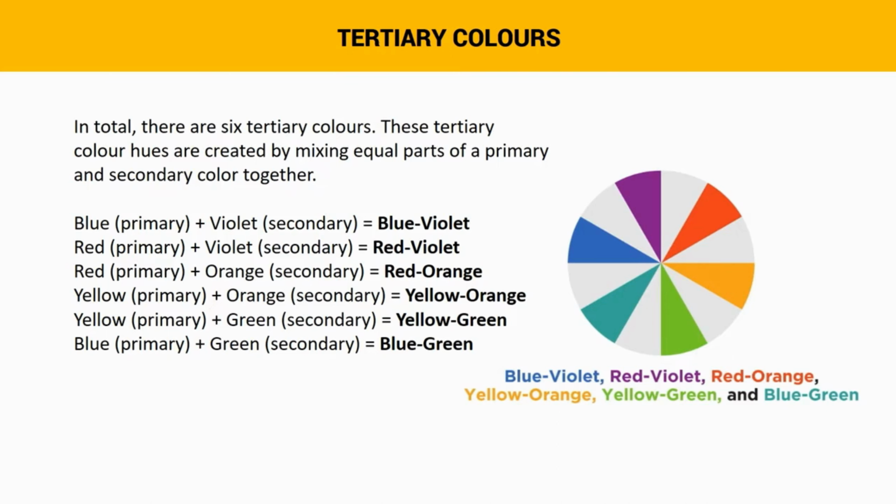Yellow from primary plus orange from secondary equals yellow-orange. Yellow from primary plus green from secondary equals yellow-green. Blue from primary plus green from secondary equals blue-green.